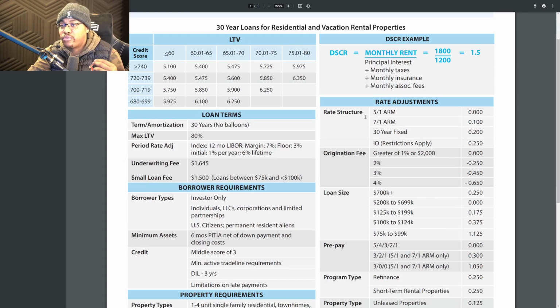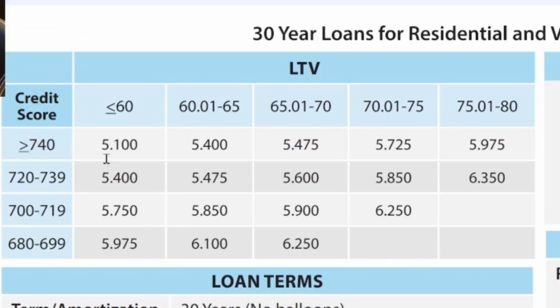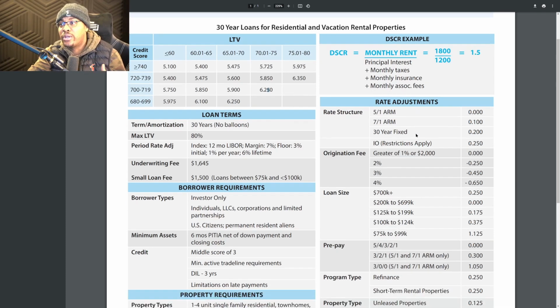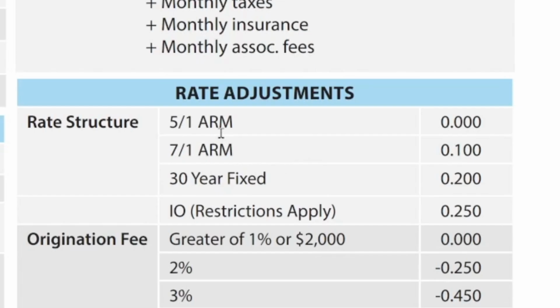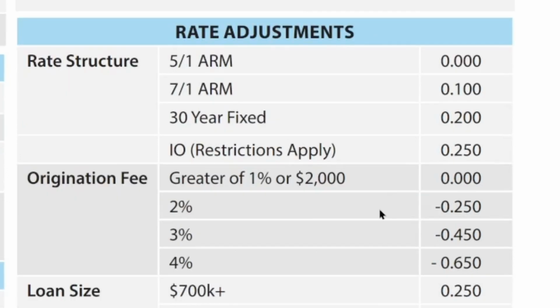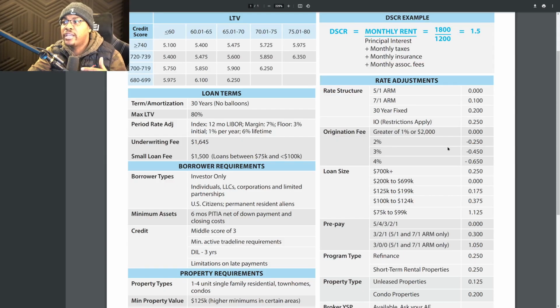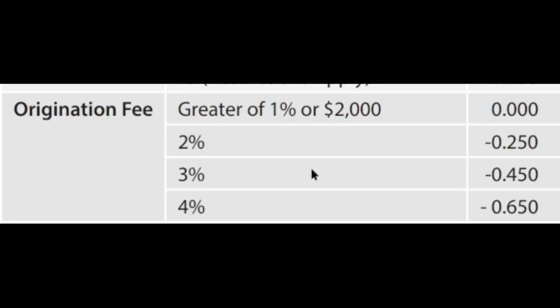Now, right here, you have different rate adjustments. As I mentioned, over here is kind of the baseline rates, but then you also have rate adjustments depending on the structure of the loan. So you have adjustable rate mortgages, 30-year fixed. As you can see right here, origination fee, and then you have these rate adjustments. Pretty much what this means is that if you want to buy down the rate, you're going to pay a higher origination fee. So the higher the origination fee, the higher the rate buy down. You're paying a higher percentage on the origination fee to get a lower interest rate on the loan. So that's pretty much what that means.